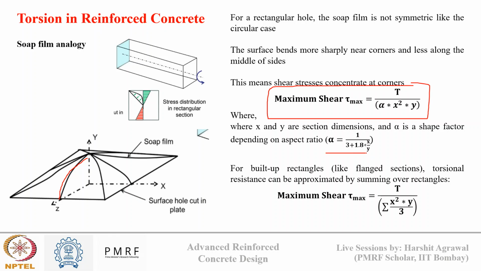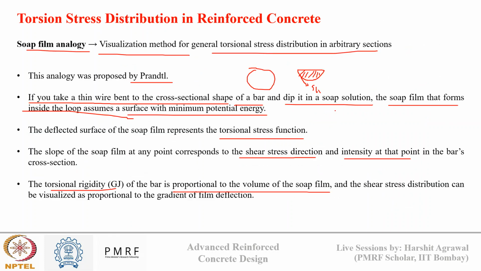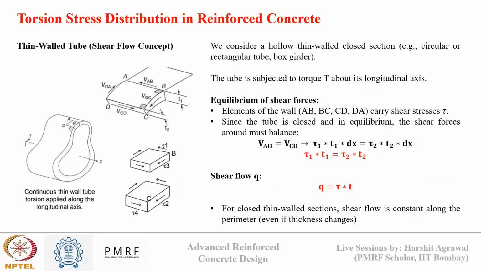Okay, and shape factor alpha is given by this relationship. So x and y are the section dimensions. This may be x, this may be y, and from the x and y we calculate the aspect ratio, shape factor, and we determine the maximum shear. Both of these formulas that you see here were derived by Prandtl's membrane analogy, to relate how the torsional stress distributes for a circular section and for a rectangular section.